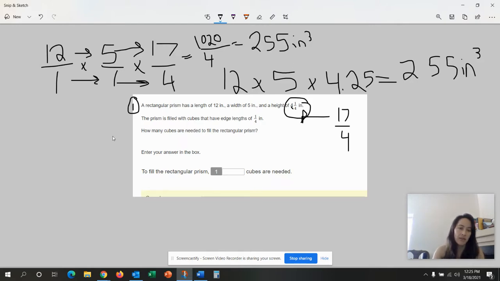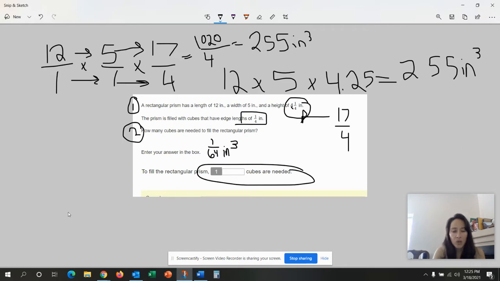Let's keep going. We're going to need a lot of videos. Next is how many cubes are needed to fill the rectangular prism. You're still going to find the volume of this little cube. We already found the volume of 1/4 cubes. It's 1/64. You've already done that before. 1/64 cubic inches. We've already done 1/4 times 1/4 times 1/4.